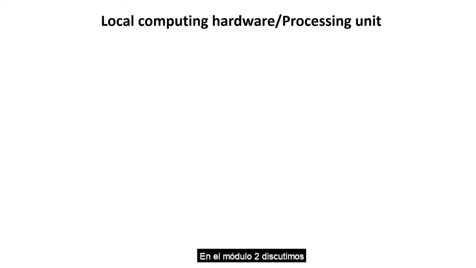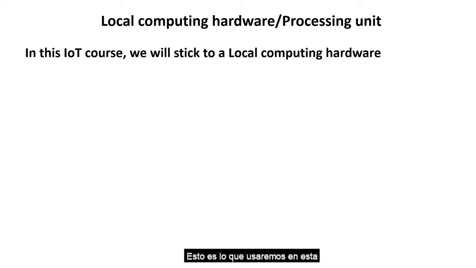If you recall, in Module 2, we discussed the four main components of an IoT. That is the device or sensor, the platform, the communication, and the application. Under platform, we mentioned that the platform may be hosted in a local computing or processing unit in the form of a hardware, acting as a microcomputer or microcontroller. That is what we will be using in this IoT training.